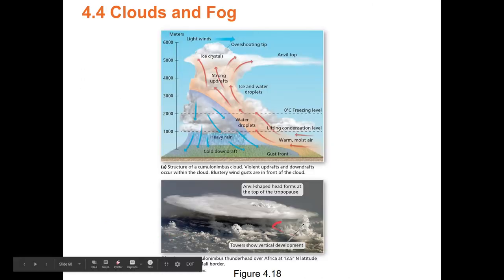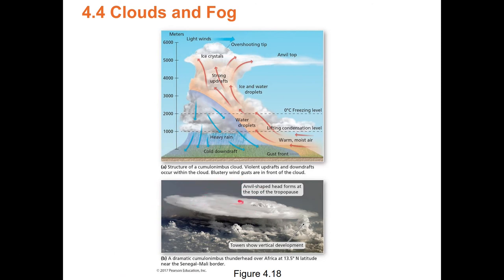This one's taken from space. This is actually taken over Africa from the International Space Station. And you can see the air rising and then spreading out as it hits the isothermal layer above it. Often they'll have these bulgy convection towers on top. So again, you've got updrafts and downdrafts, very heavy downdrafts. They often cause or can cause plane crashes, microbursts. As the rain's coming down, it makes wind. And so you have a heavy downdraft.